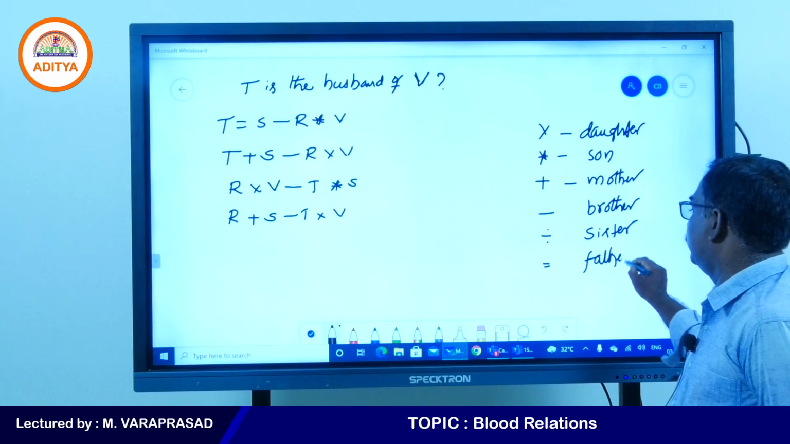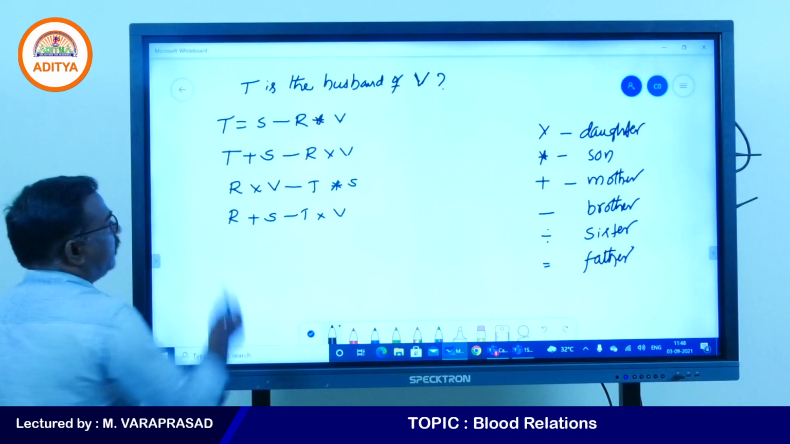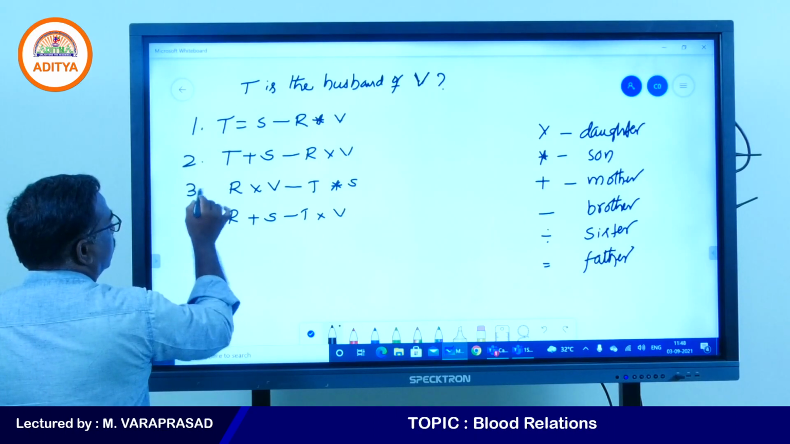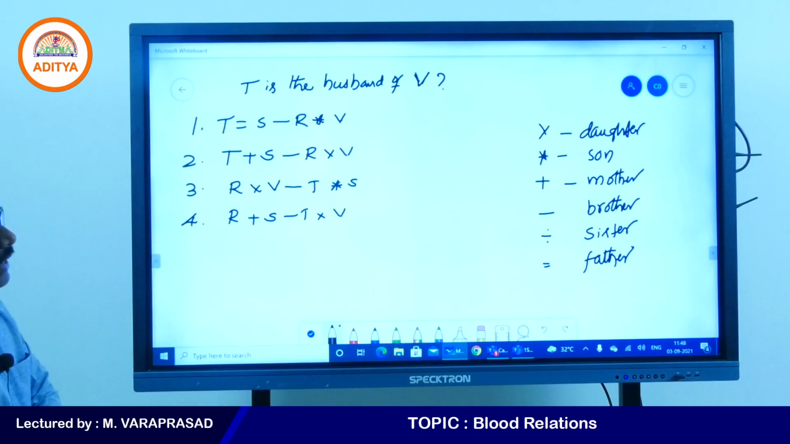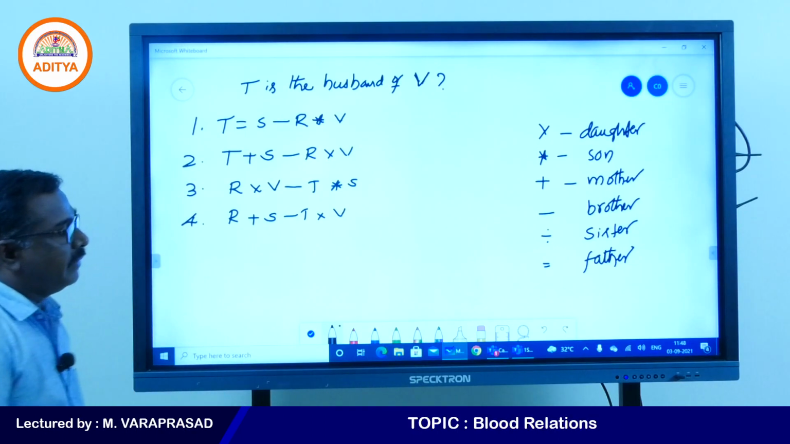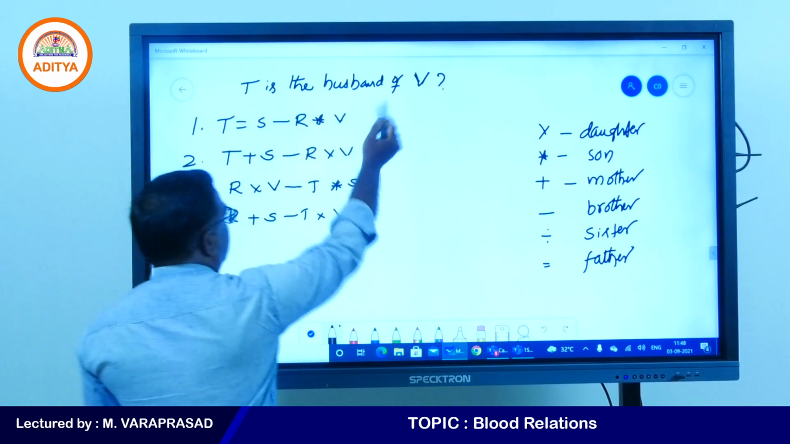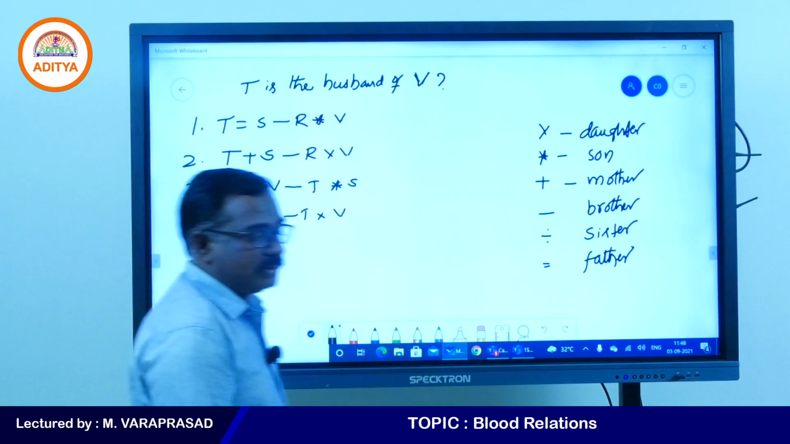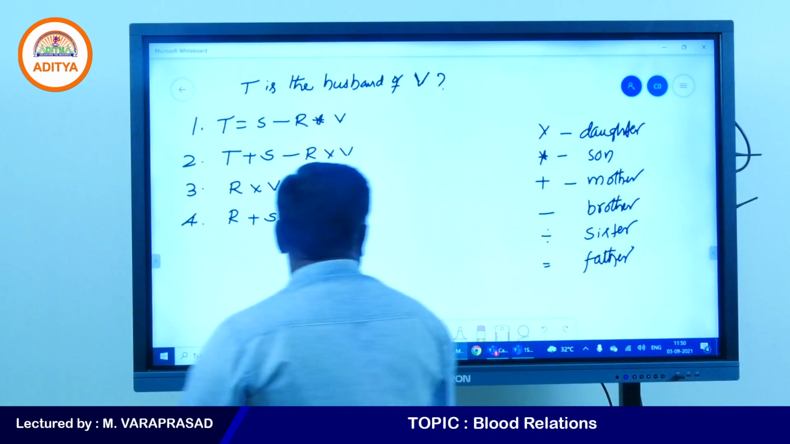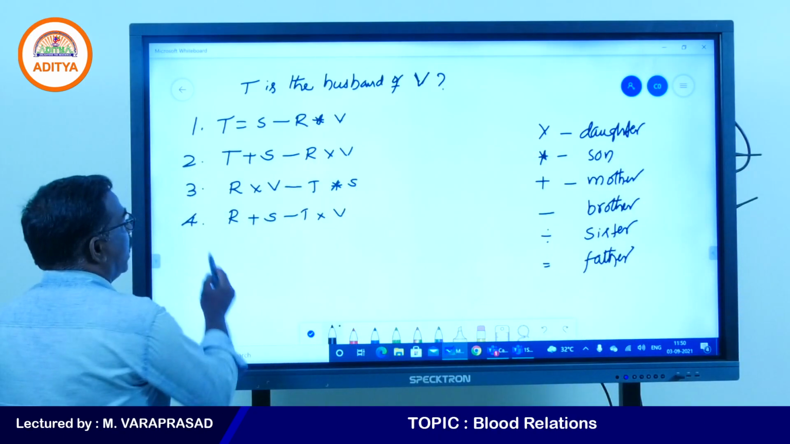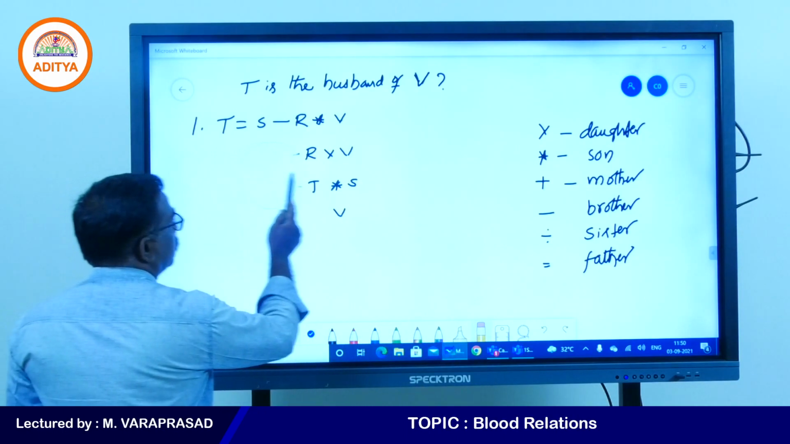Now my question is T is the husband of V. Which option gives the answer? So the relations are into daughter, star son, plus mother, minus brother, divided by sister, equal to father. Which one is giving this relation in these options? Let me know, right? Option 1, you can check once. Because everybody wrote option 1, I am rubbing the remaining 3 options. I think option 1 is correct only.